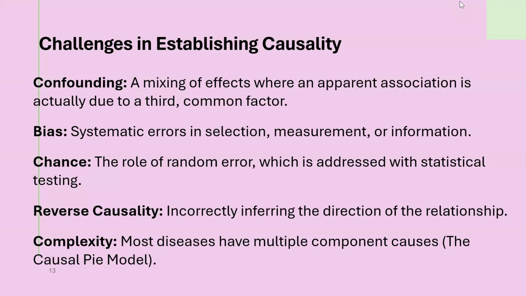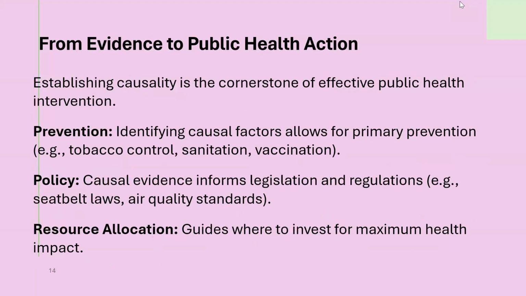Then there is reverse causality, which is incorrectly inferring the direction of a relationship. And finally, we have complexity, where most diseases have multiple components. This is especially seen in chronic disease like cancer, where there is a combination of genetic, environmental, and behavioral factors that all lead to causing that disease. So all of these are challenges that we have to consider when we're trying to establish causality between an exposure and an outcome. So how do we move from evidence to public health action?